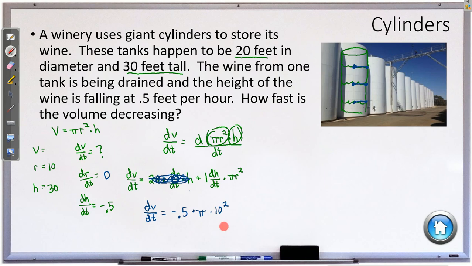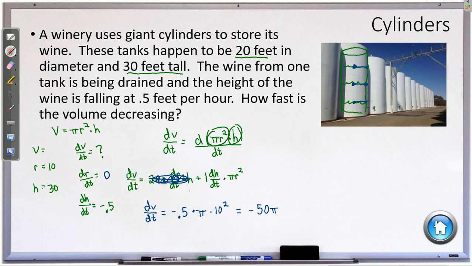So, there we have it. All of our variables have been taken away. We just have dV/dt, which is what we are trying to find, which now will be equal to, we can do this in our head, can't we? 10 squared is 100, times a half is 50, so negative 50 pi. If you want to turn that into a decimal, it'll be like 150, 160, something like that.